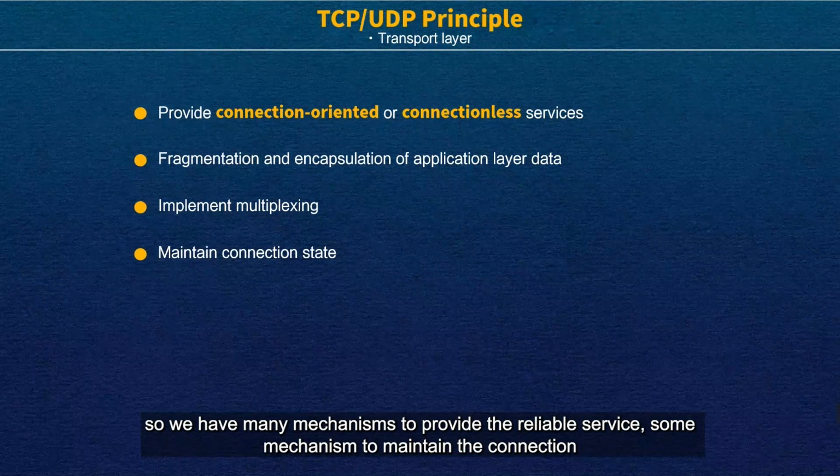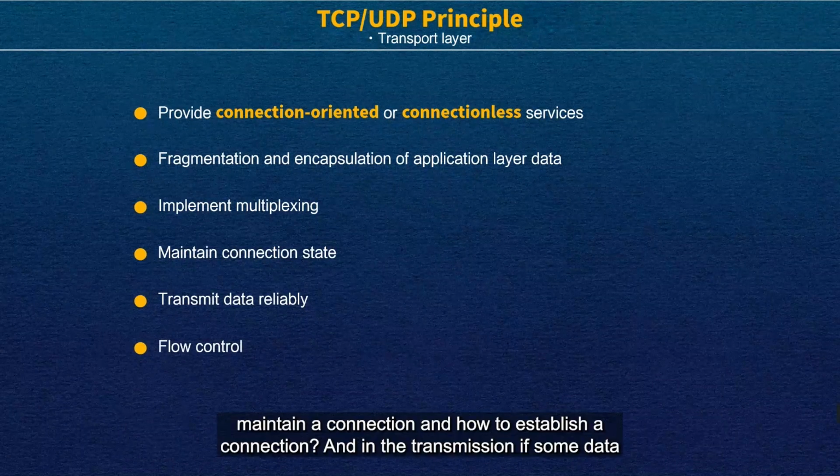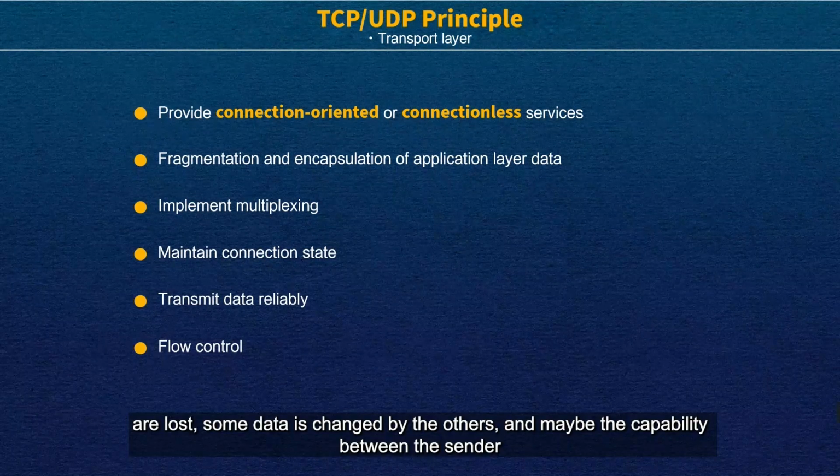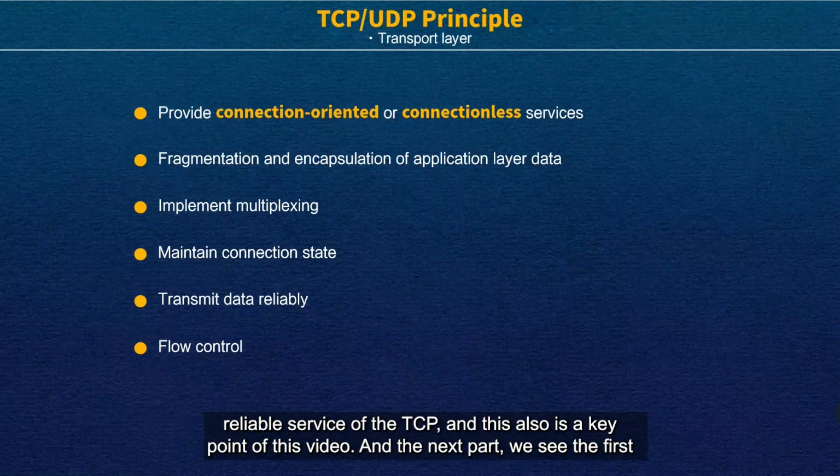Some maintain the connection status, some make the data transmission reliable, and another is flow control. So what is maintaining the connection and how do we establish it? And in the transmission, if some data is missing, or maybe some data is changed by others, or the capability between the sender and the receiver does not match, how do we solve this problem? We have many mechanisms to keep the reliable service of TCP, and this is also a key point of this video.